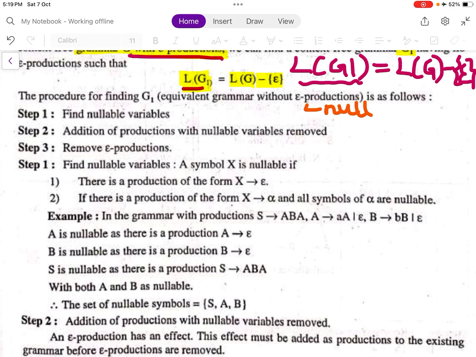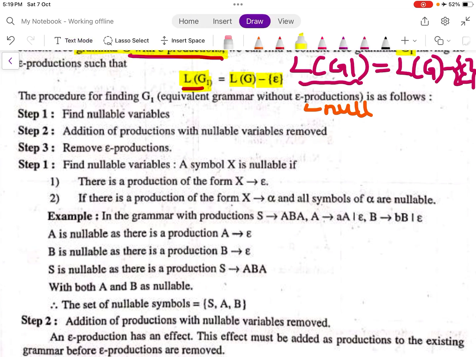Step number 1, find nullable variables. A symbol X is nullable if, so when can you say that X is nullable? That is, X has an epsilon production. Whenever there is a production of the form X goes to epsilon, that means you can replace X with epsilon, then you say that X is nullable. And if there is a production of the form X goes to alpha and all symbols of alpha are nullable, then you say that X is nullable.